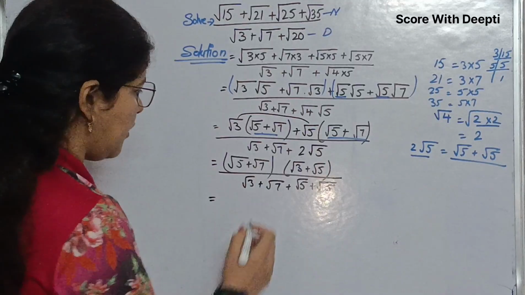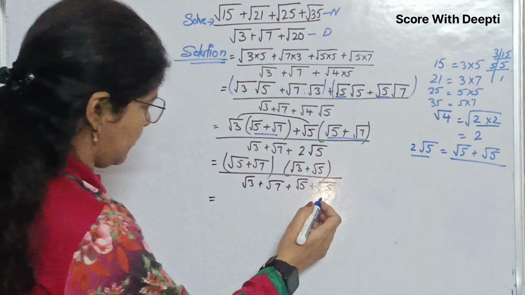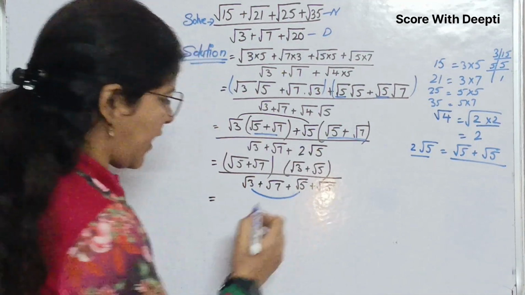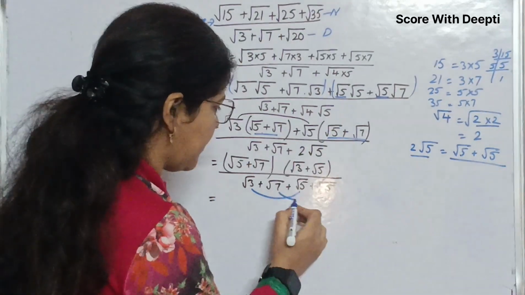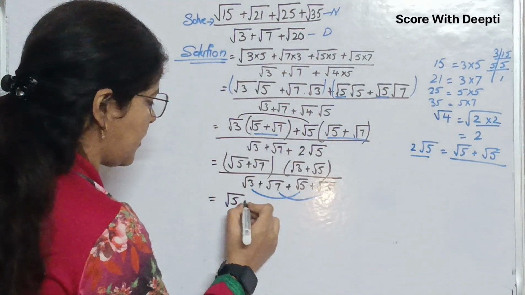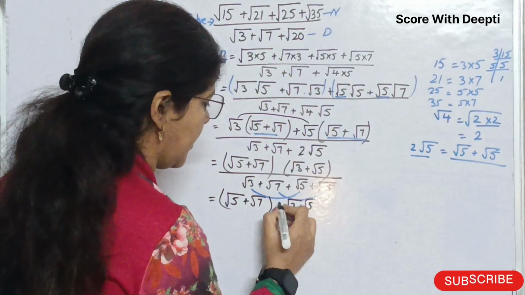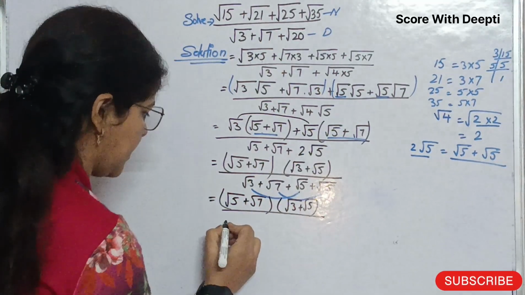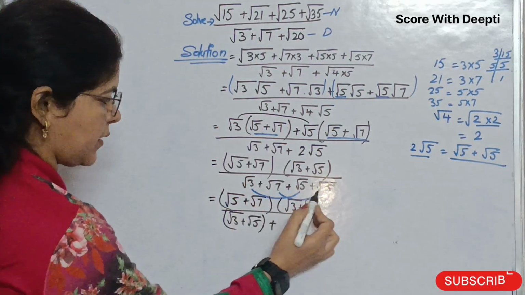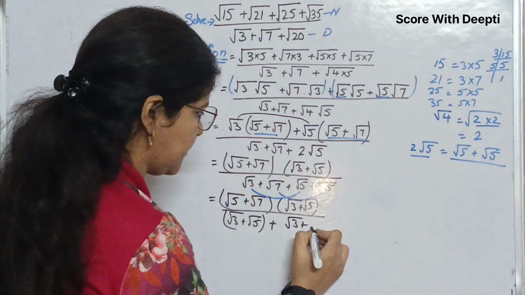Next we will write the denominator in bracket form. First we take square root 3 plus square root 5 in a bracket and square root 7 plus square root 5 in a bracket. In the numerator we write the same, square root 3 plus square root 5. And in the denominator we write square root 3 plus square root 5, plus, there is a plus sign here. Remember, square root 3 plus square root 7.